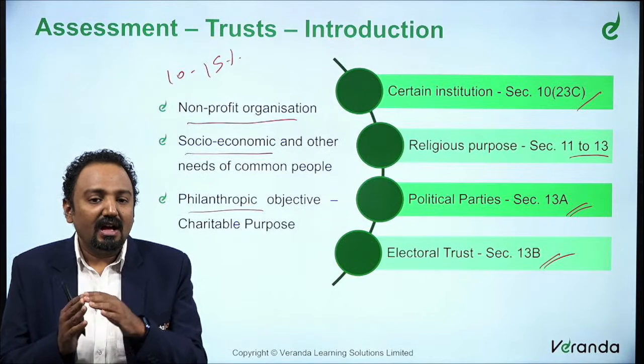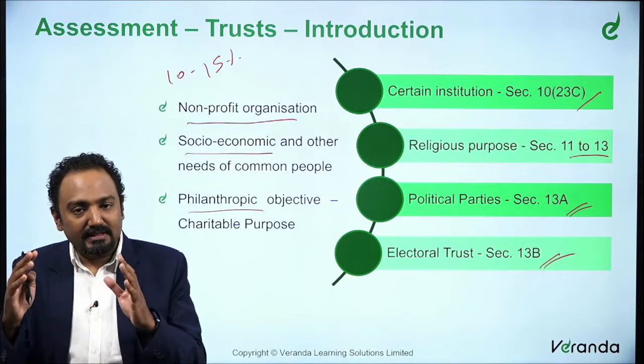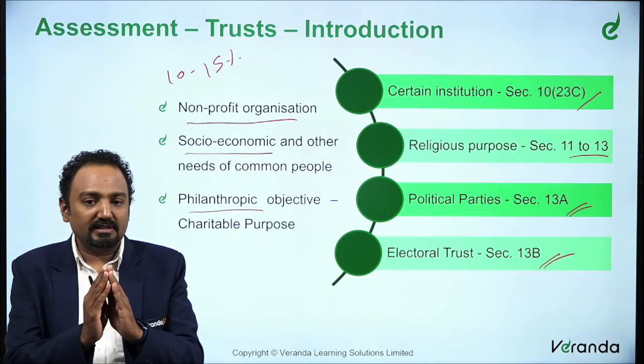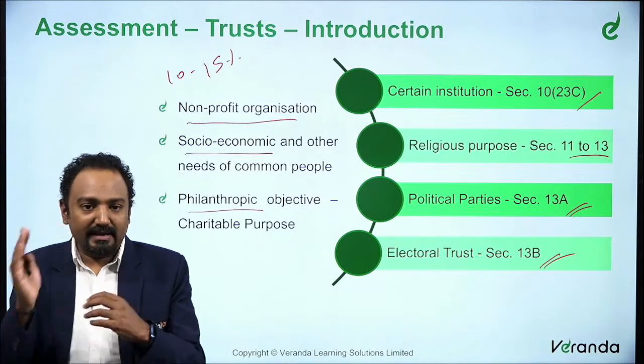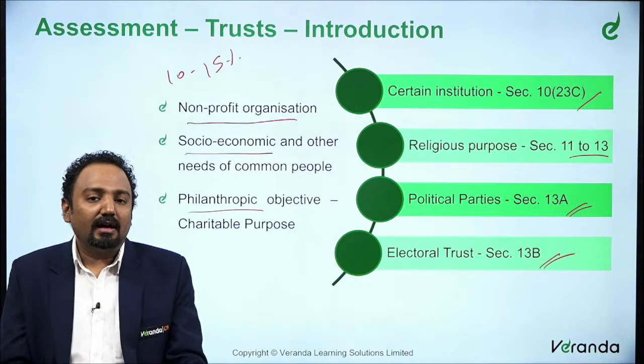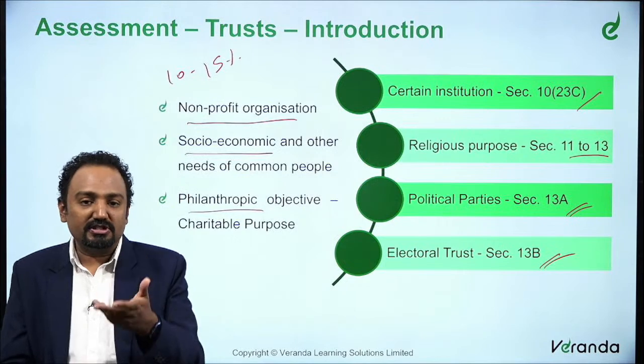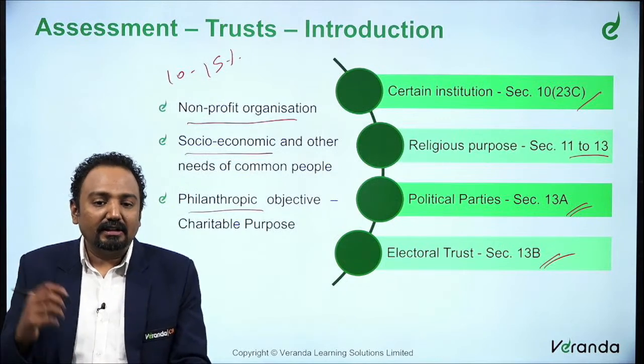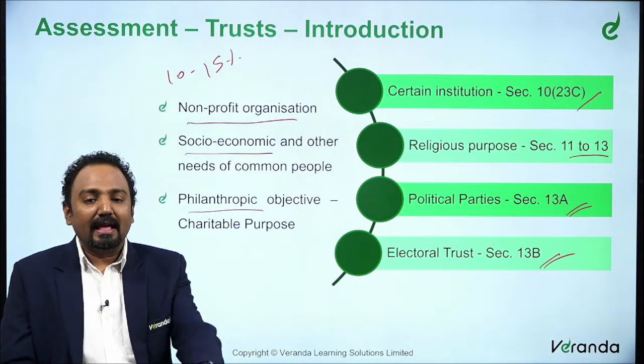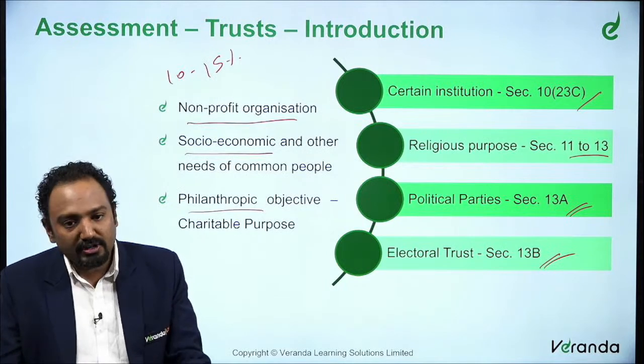So 13A and 13B are specific to certain types of trust. When you say trust, we are going to cover 10(23C) as one section of institutions and other things. Sections 11 to 13 cover how to categorize, register and all those things relating to income tax provisions for such institutions and trusts. Then you have the political party and electoral trust. So this is what we are going to cover.